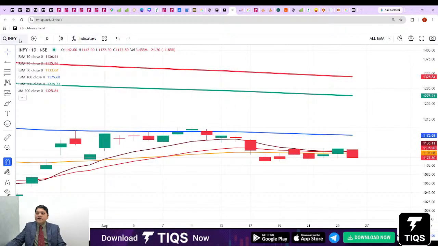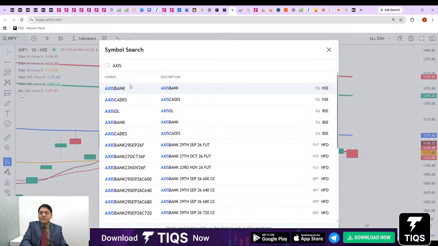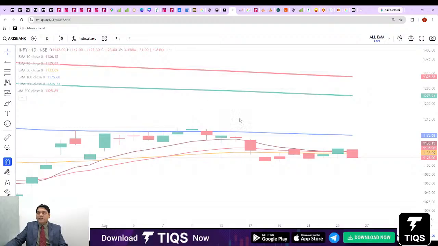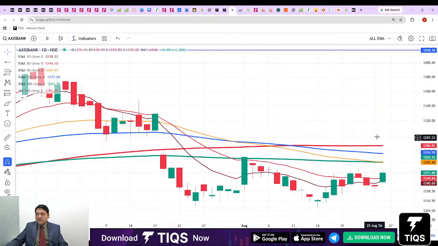Then Axis Bank, which is the eighth largest in terms of the weightage. Momentum up. Short-term moving average is trading above, so short-term trend up. Long-term average, it is trading below, so long-term trend is down. So what is the verdict? Long-term trend is down, short-term trend is up, momentum is up. Today it is supporting Nifty.